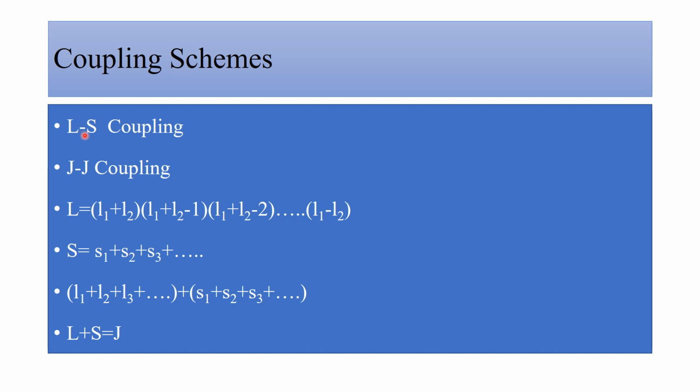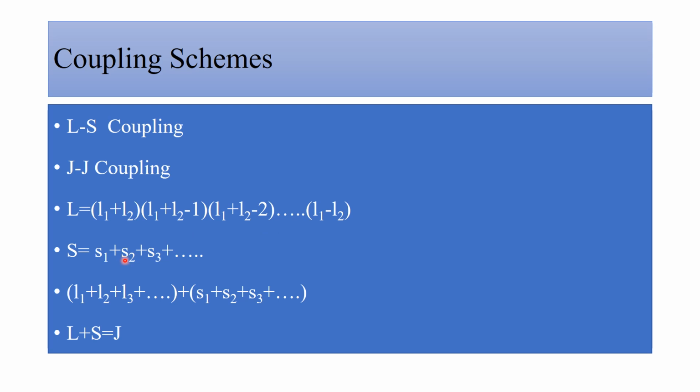This is the most frequent type of coupling and hence is known as normal coupling. According to this, the individual orbital angular momenta of the electrons are coupled together to give the resultant orbital angular momentum, that is L. Capital L is equal to L1 plus L2, L1 plus L2 minus 1, L1 plus L2 minus 2, etc., up to L1 minus L2.